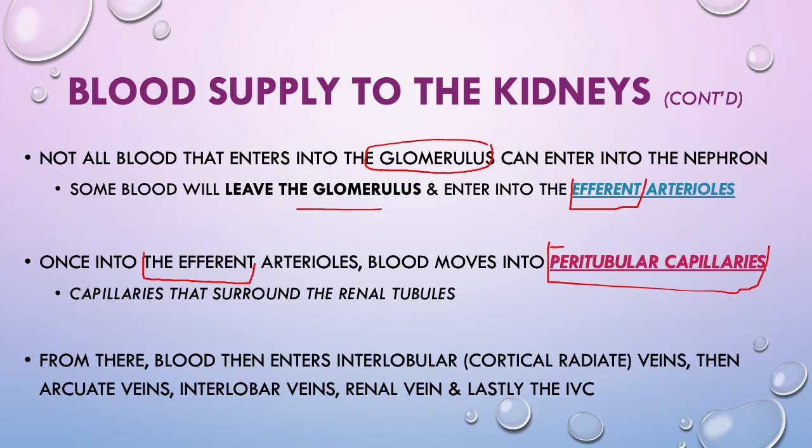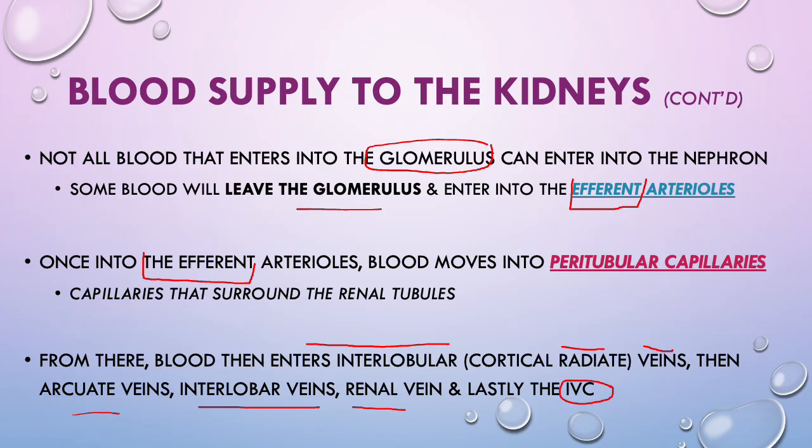Think about it, peritubular capillaries. These capillaries are going to be around several pieces known as the convoluted tubules, either proximal, distal, or also the loop of Henle, okay? Then from there, the blood is going to go to the interlobular or cortical radiate veins, then the arcuate veins, then the interlobar veins, renal vein, and lastly the IVC.